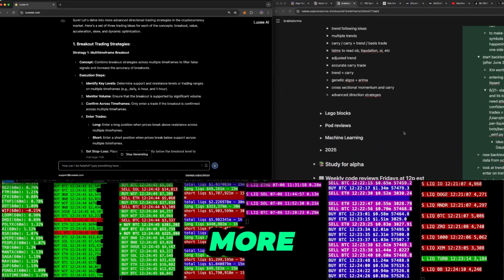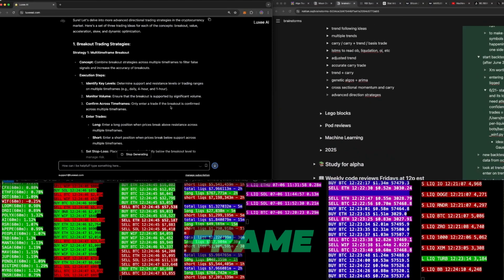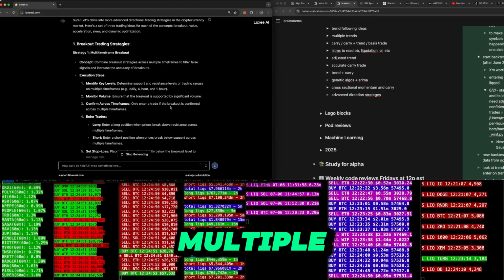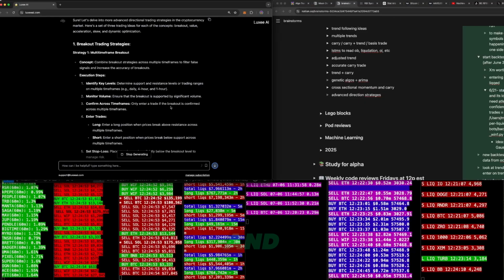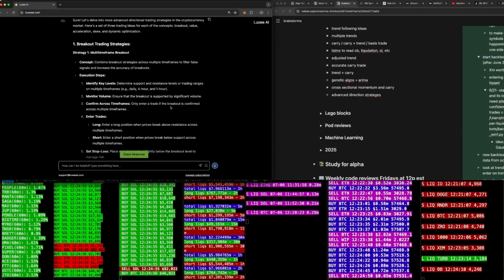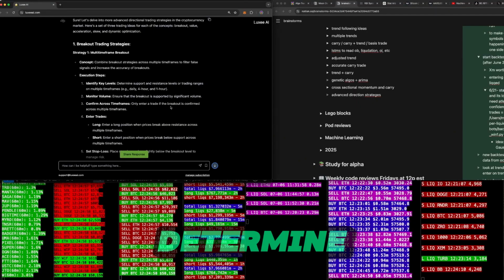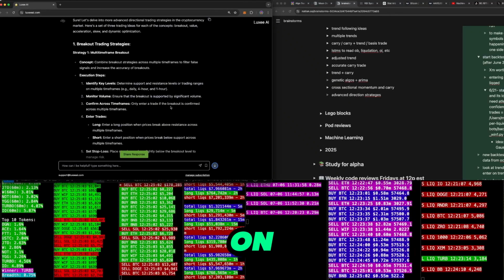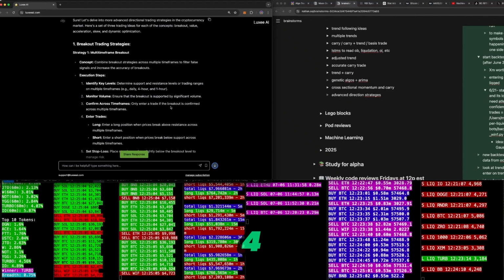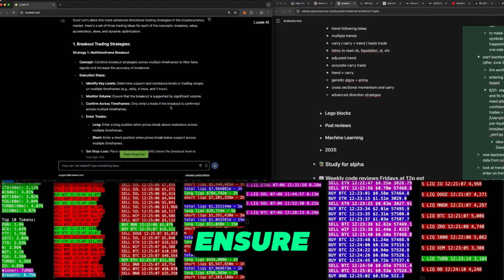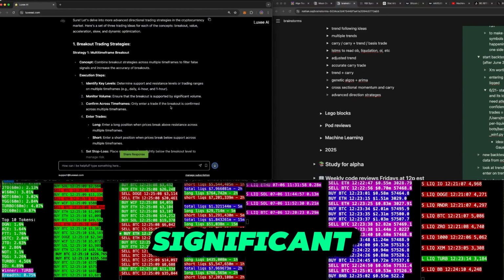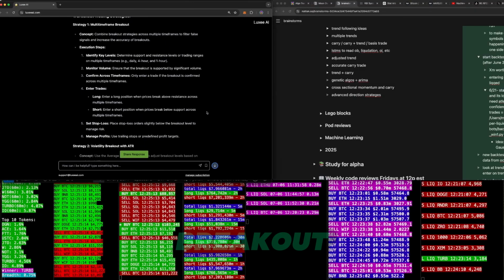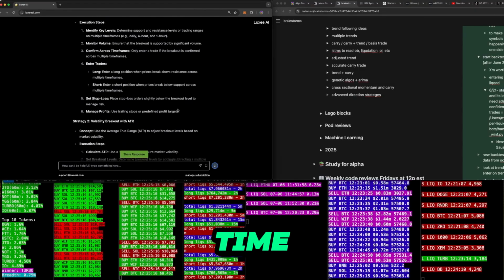More ideas, more better. Okay, so multi-time frame breakout. These are breakout strategies that combine breakouts across multiple time frames to filter false signals and increase the accuracy of breakouts. Execution steps: identify key levels, determine support and resistance levels or trading ranges on multiple time frames, like the 4 hour, the 1 hour, and so on. Ensure the breakout is supported by significant volume. Confirm across time frames. Only enter a trade if the breakout is confirmed across multiple time frames.